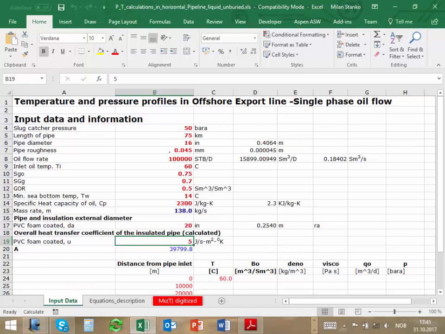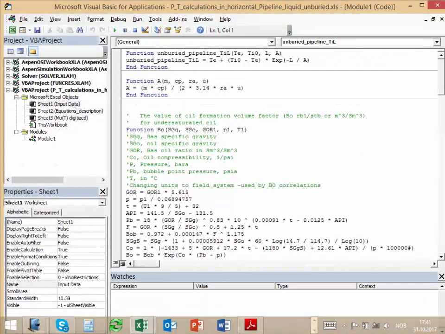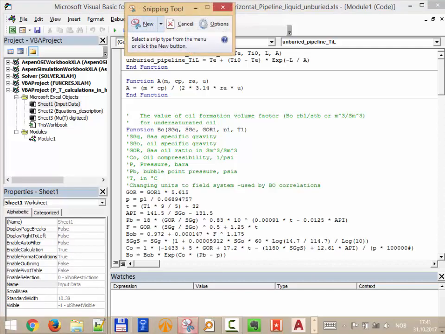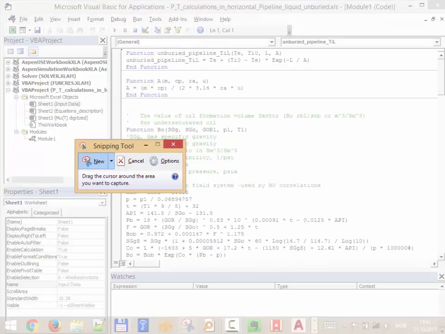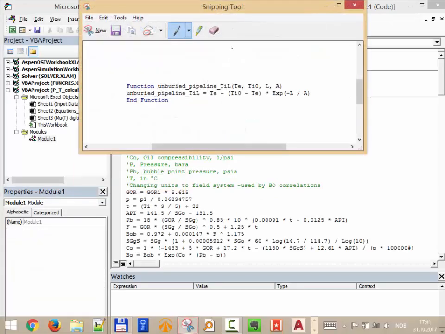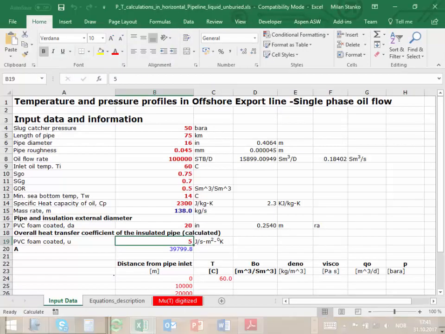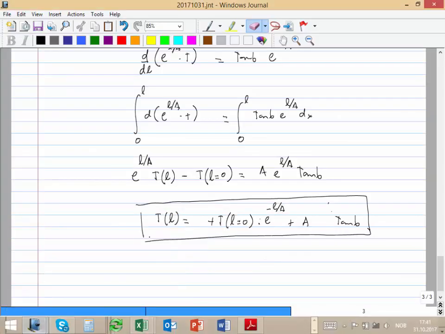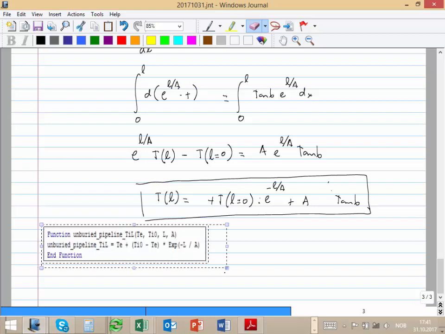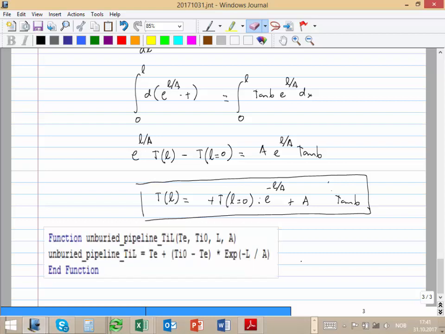Let's see what you have in your exercise. So all of that is just to introduce this expression, T equals T ambient plus (T inlet minus T ambient) times the exponential of minus L over A. Just check. I will check it also at home, but that's how you derive the equation. Maybe I made some mistake, but I don't want to spend too much time on that. And that's the expression you have programmed in VBA. It's called Unburied Pipeline TIL. It is the temperature at any position L in the pipe.